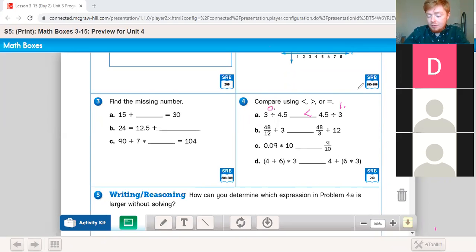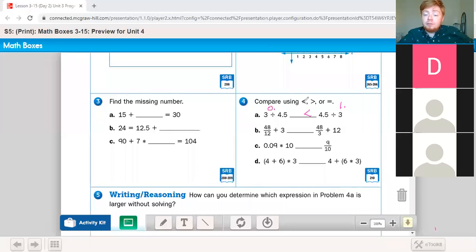3 divided by 4.5. There we go. 3 divided by 4.5 is 0.666667. And then 4.5 divided by 3 is 1.5. So all I did was try to simplify it basically for you guys. But yeah, since I already knew this would be 1 point something and this would be 0 point something, I know that this one is greater than.